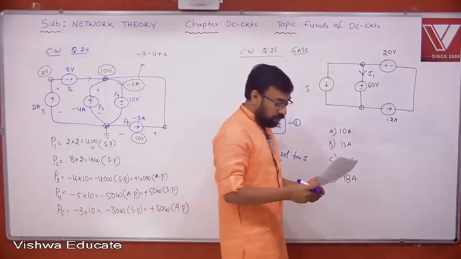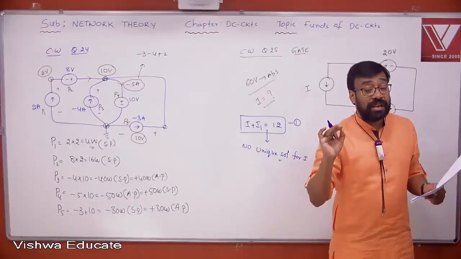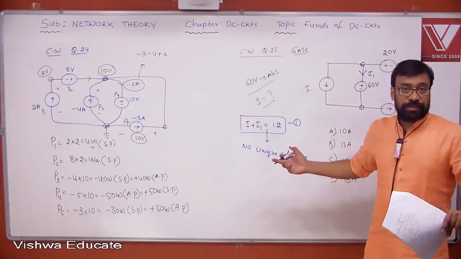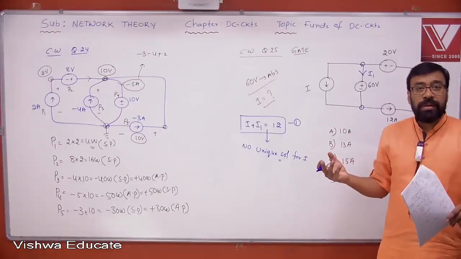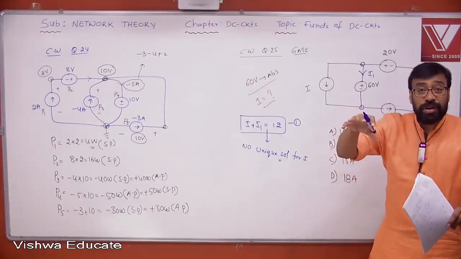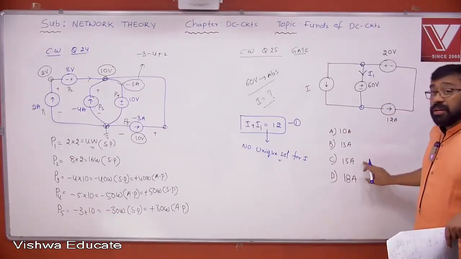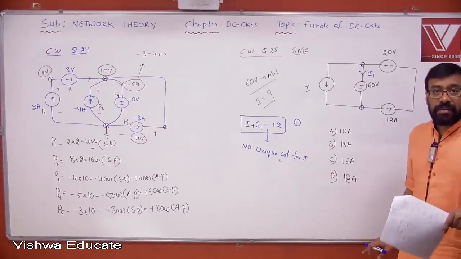Please read it out. Which of the following can be the value? Can be. That means what? There is no unique solution means there are multiple solutions. Yes or no? No unique solution means multiple solutions. In those multiple solutions, one of the solutions may be coinciding here in the given options. Understand? So let us see that.